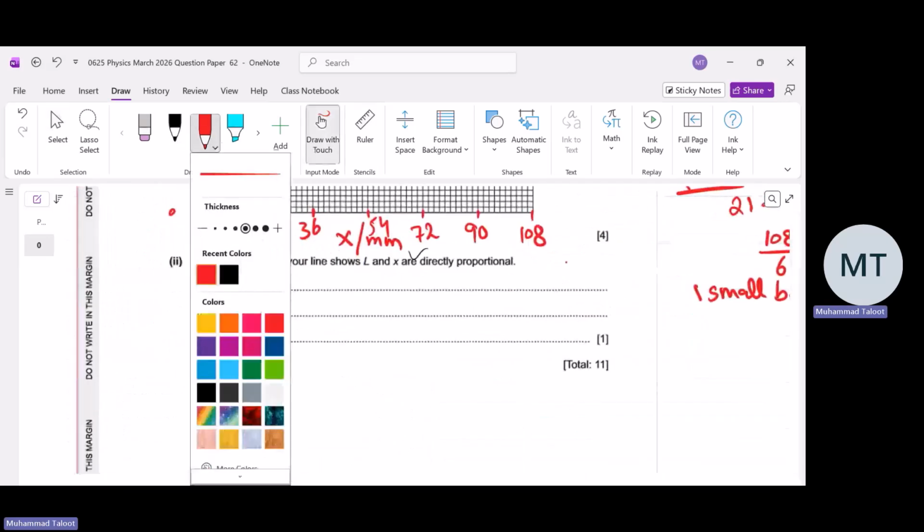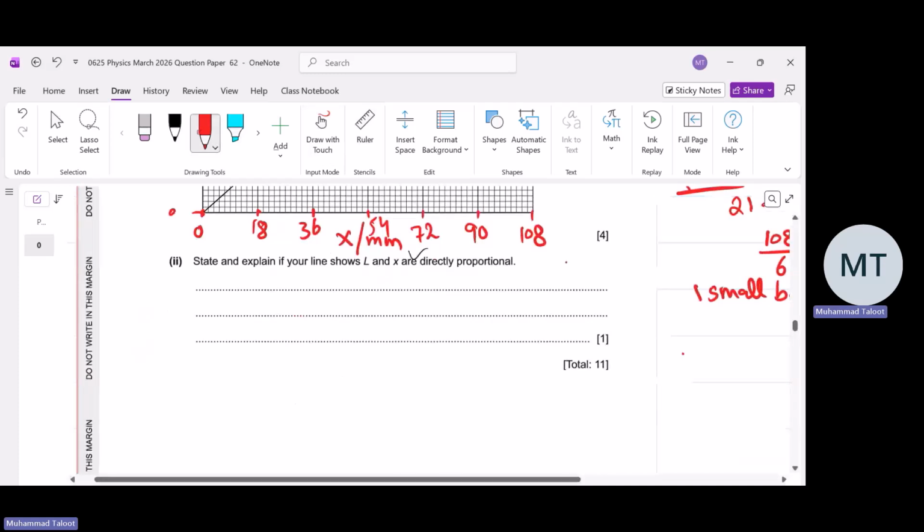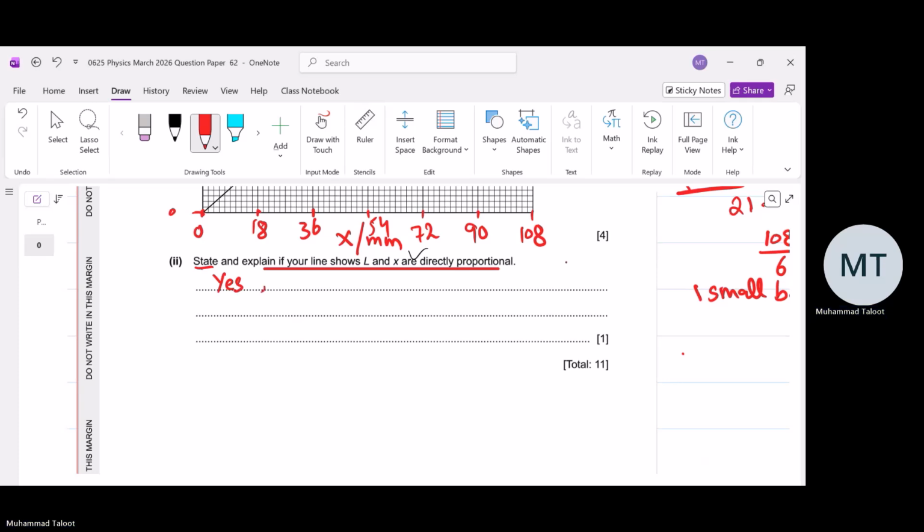By the way, it was a 4-mark question. State and explain if your line shows L and x are directly proportional. Yes, obviously, because it is a straight line graph, and it is starting from 0 as well. So for state, I would say yes, it is directly proportional, because it is a straight line.